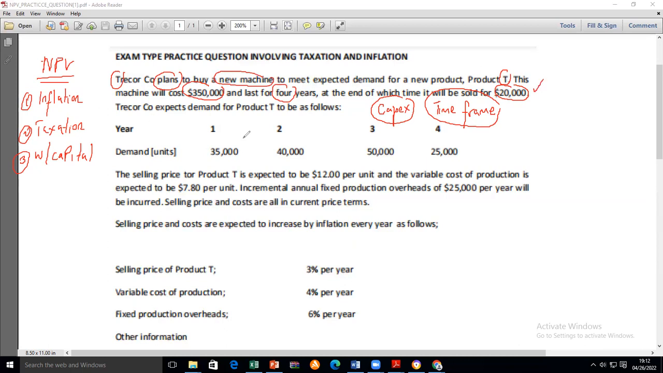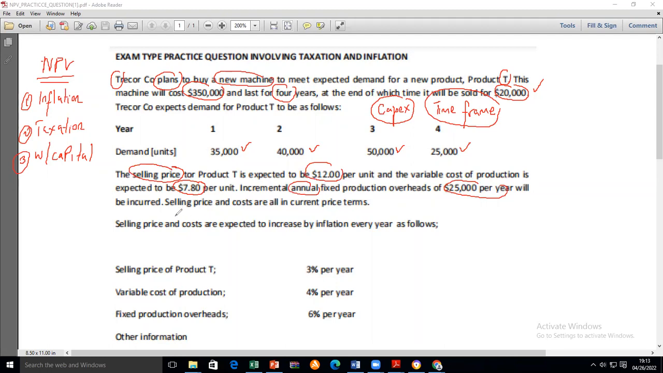T company expects demand for product T to be as follows. So these are the units. And these are some of the variables that you are going to come across again and again. Most of the investment projects involve making a product that would have to be sold in stated volumes. The selling price for product T is $12. The variable cost is 7.8, and the incremental annual fixed production overhead is 25,000 per year.